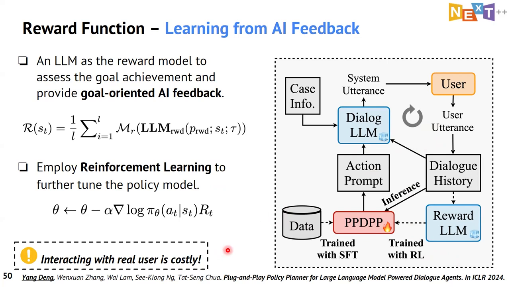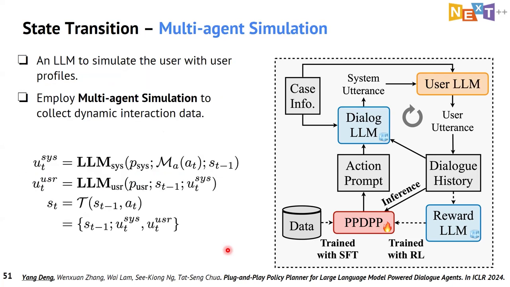Interacting with real users is actually very costly. So in this paper, the authors further adopt multi-agent simulation, which uses another LM to simulate the user with user profiles, and employ the multi-agent simulation to collect dynamic interaction data. By doing so, even without real user interactions, we can still continually improve the planning capability.